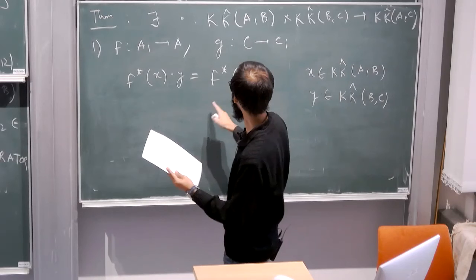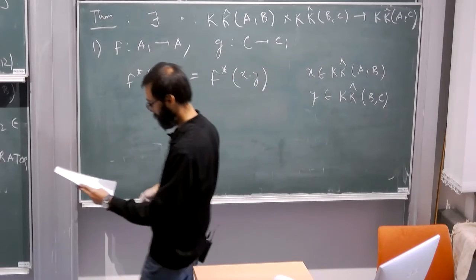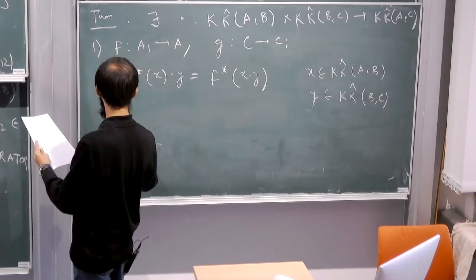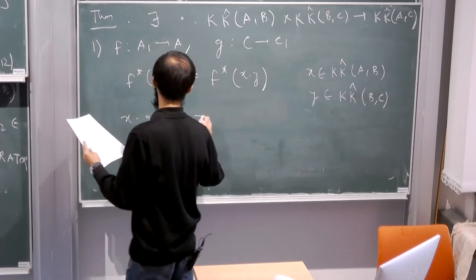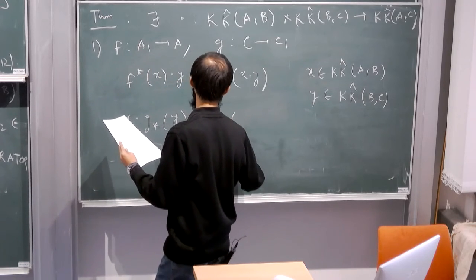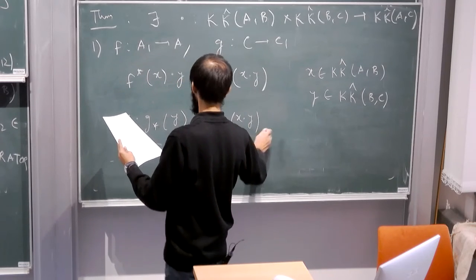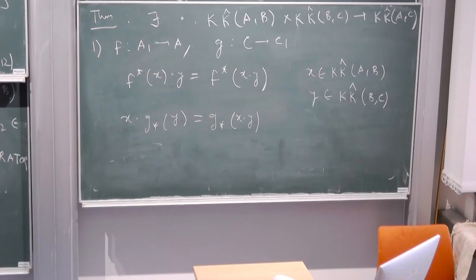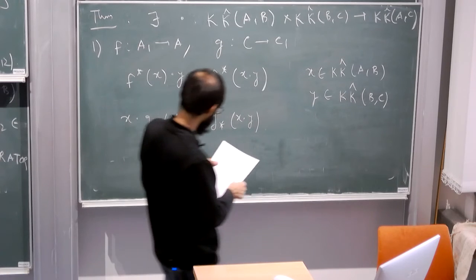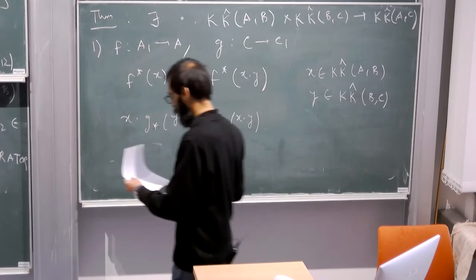So this is the contravariant part, and X times G star Y, these two are the covariant and contravariant, and these hold. Okay.